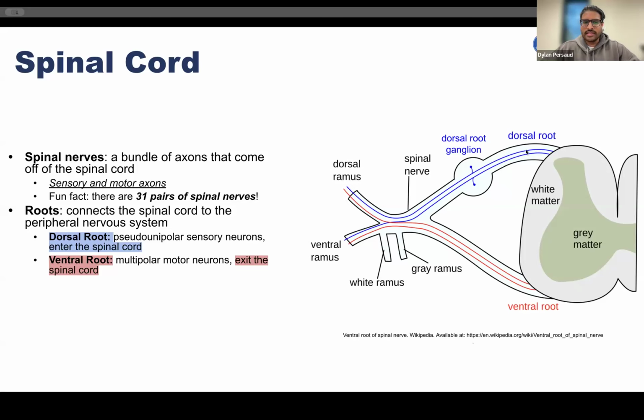As Dr. Peterson likes to say, it's a one-way highway. So the roots are a one-way highway. It's only one going in or one going out. Whereas our nerves are two-way highways. So we have sensory information going in, motor information going out.